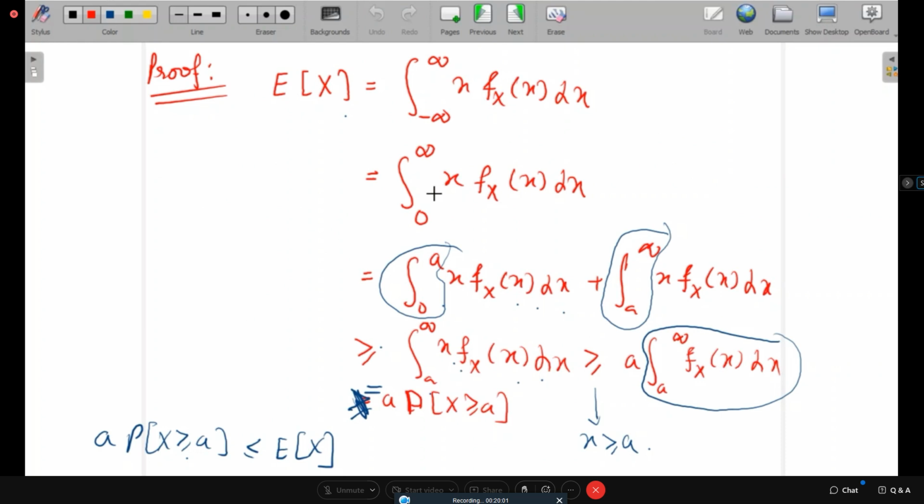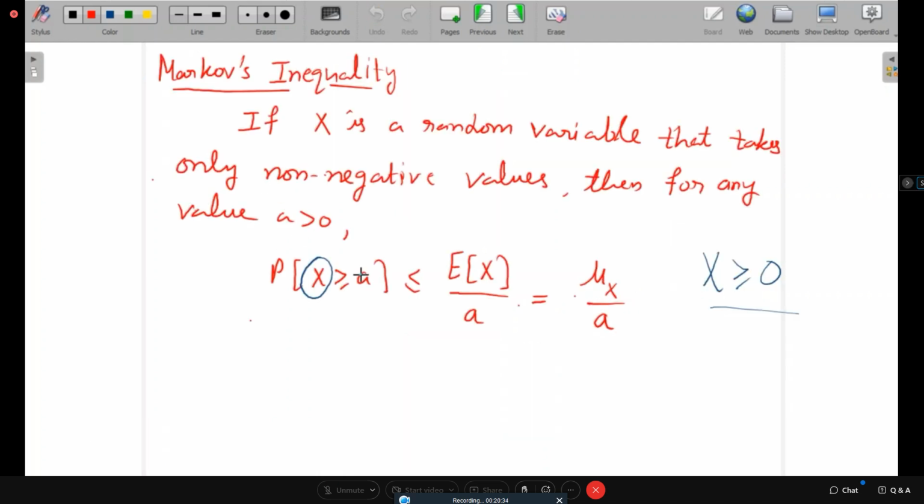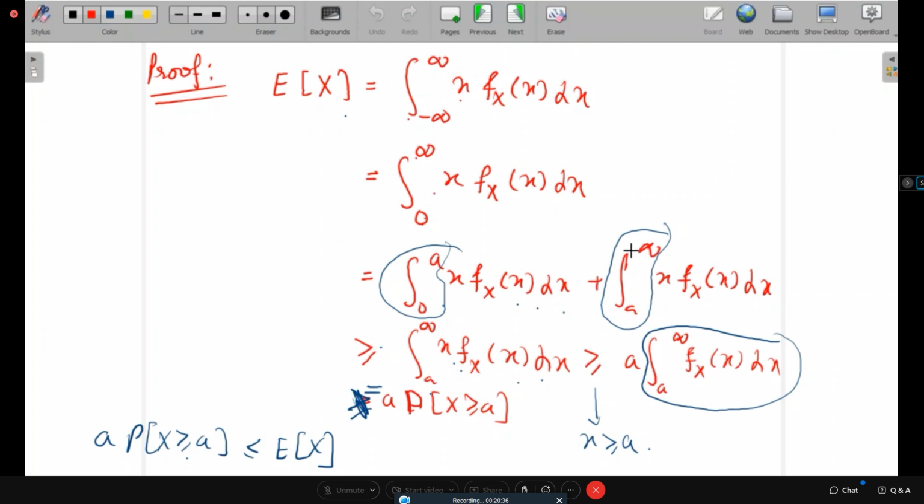I proved it for the continuous case. We started with finding the expectation of x, which is the integral of x times fx of x dx. Since x is a non-negative random variable, fx of x only assumes values on the positive x-axis, so this integral goes from 0 to infinity. That is subdivided from 0 to a and a to infinity, because we want to work with this constant a.